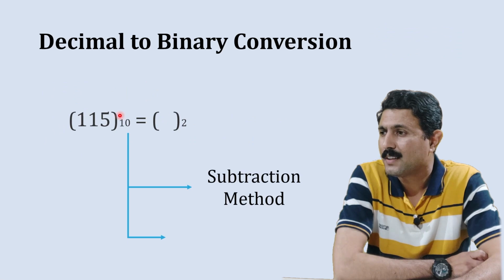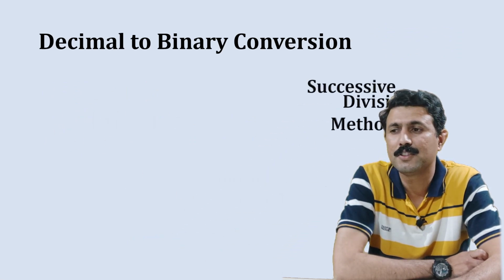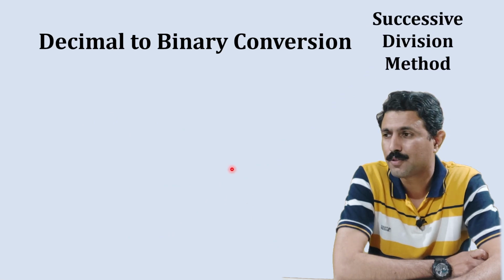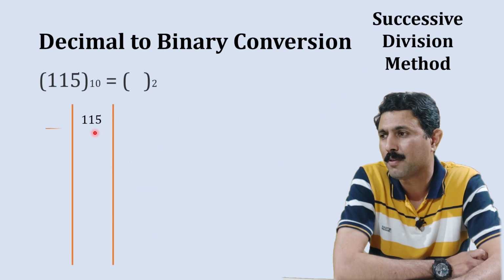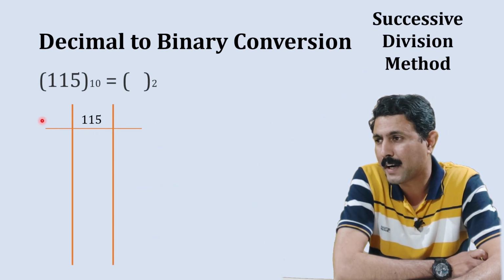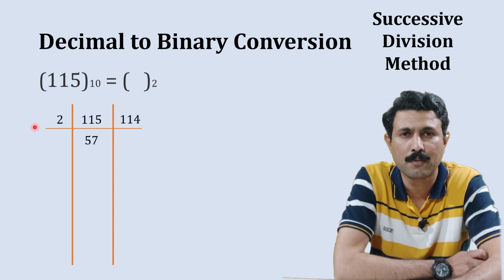Now we are going to solve the same numerical with the next method, and that is the successive division method. To solve the same thing with successive division method, we should take 115 and then divide it by 2. So when we divide this 115 by 2, 57 2s are 114.